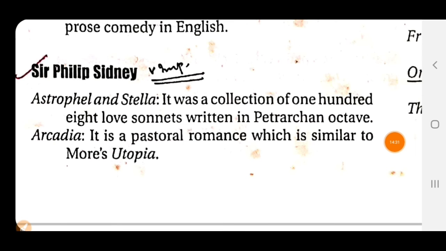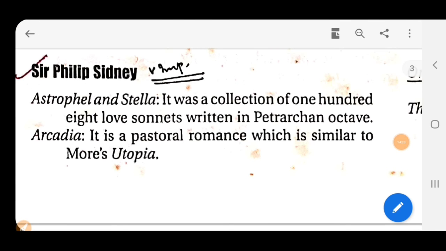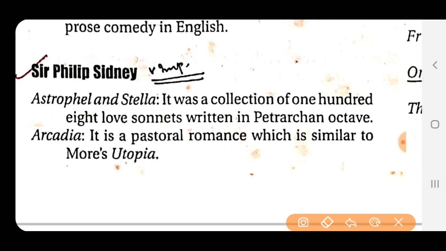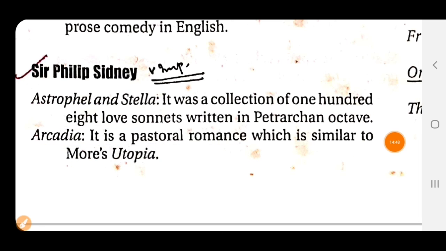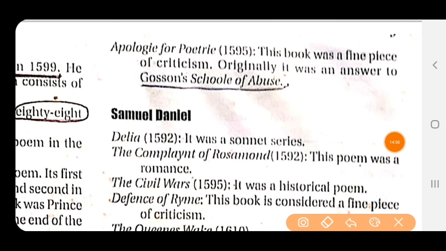Sir Philip Sidney is the next author. Astrophel and Stella. It was a collection of 108 love sonnets written in Petrarchan octave. Arcadia. It was a pastoral romance which is similar to More's Utopia. Next is Apology for Poetry. This book was a fine piece of criticism. Originally it was an answer to Gosson's School of Abuse.